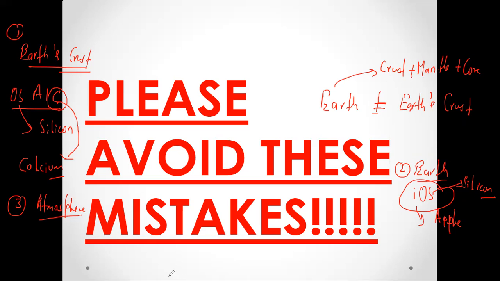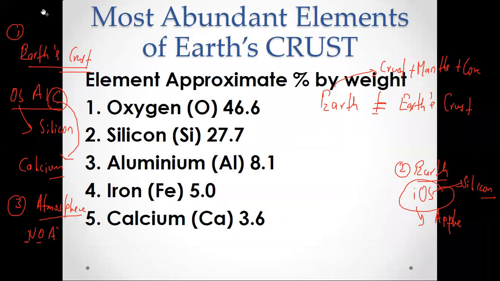Fine. So the mnemonic for the atmosphere is NOAA. N is nitrogen, O is oxygen, and A is argon. So just keep these three things in mind. Now let me show you some slides so that you can remember it in a much better manner.